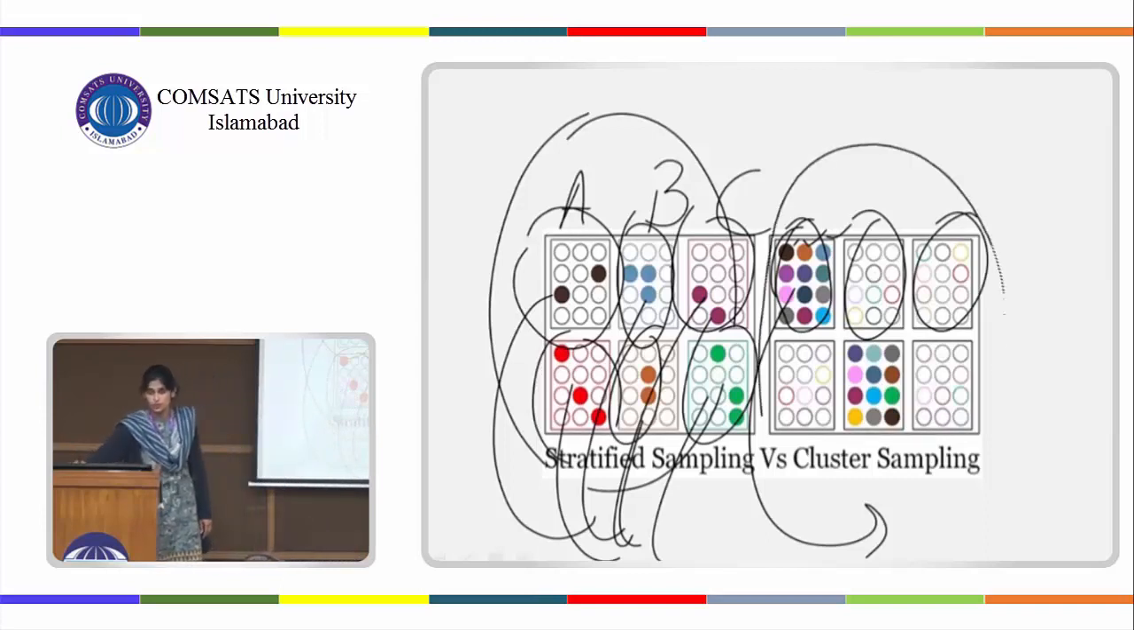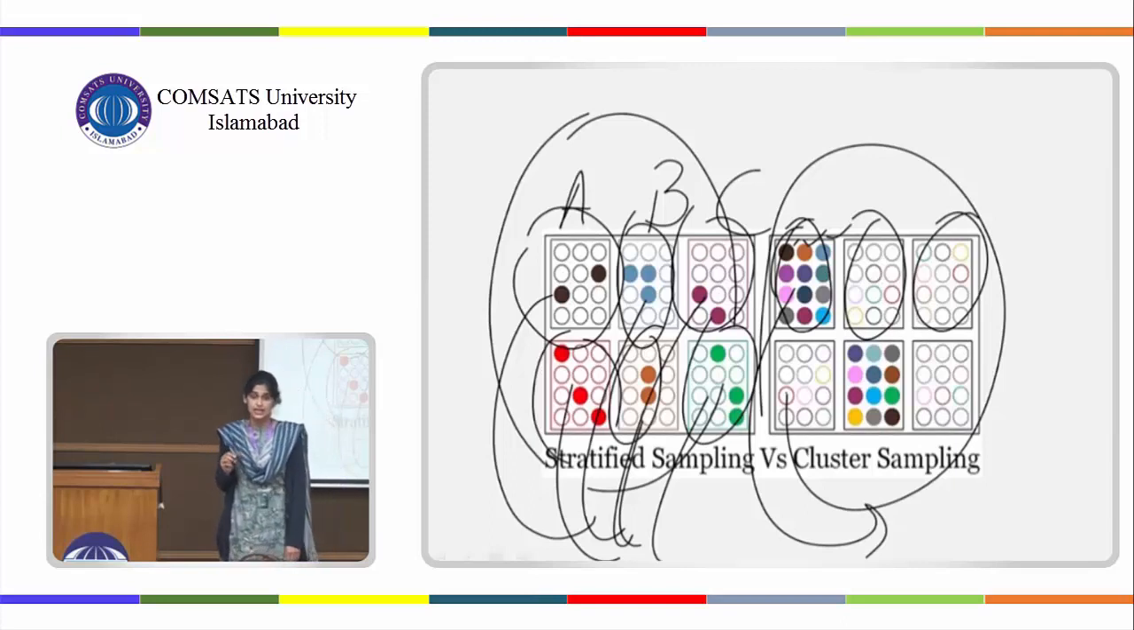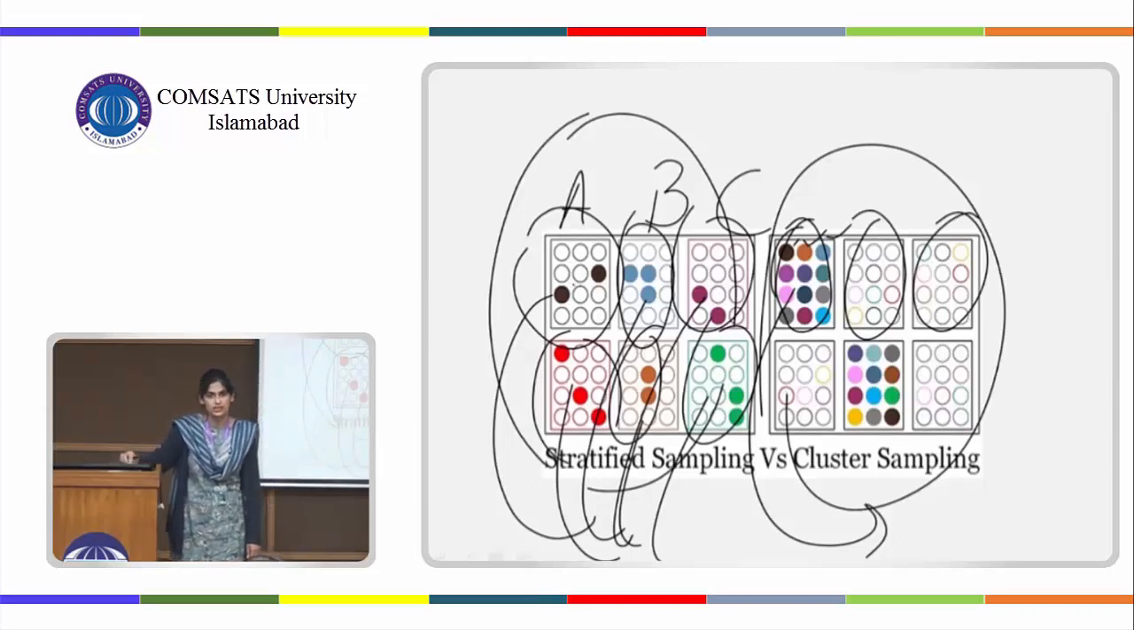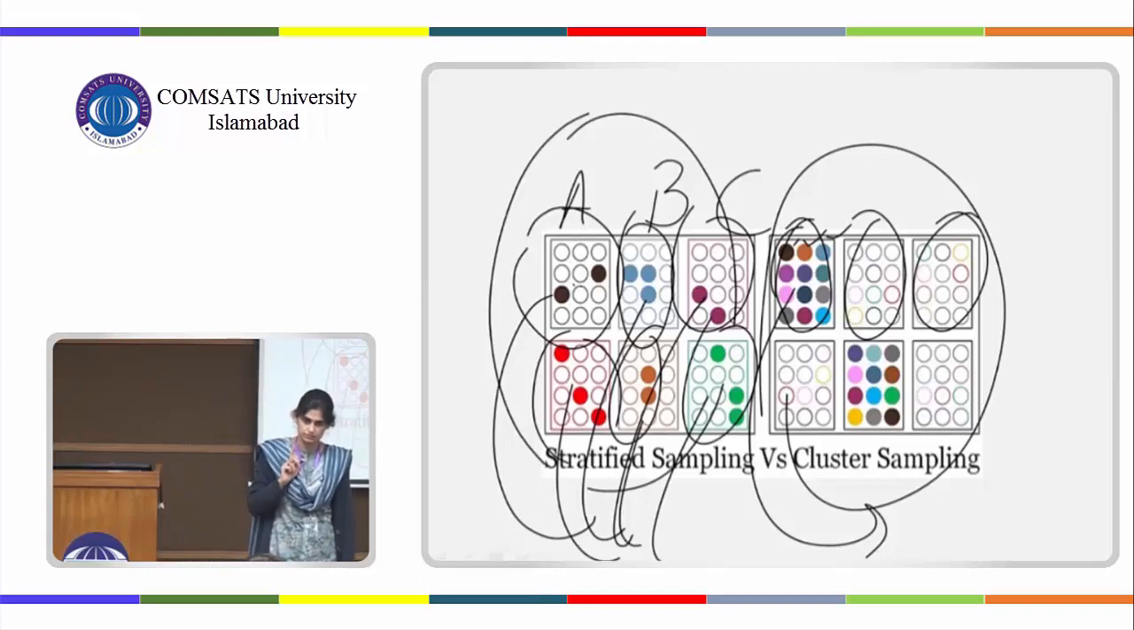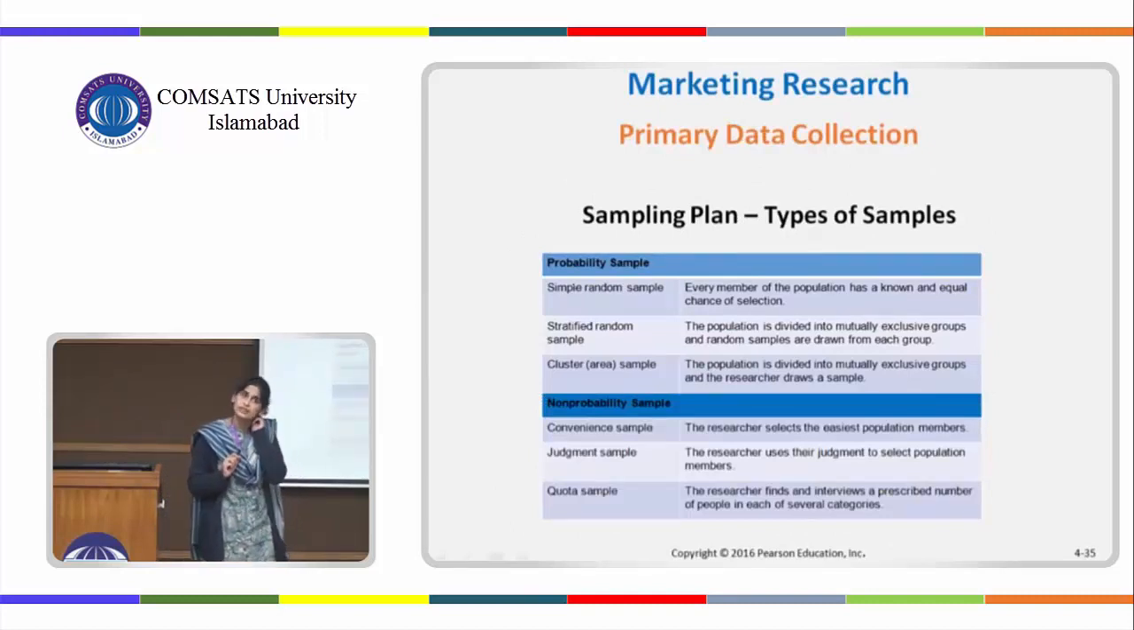Go to the other side, cluster sampling. Would it include all the elements of the population? Yes, because each cluster has all the elements of the population. So if you've chosen the cluster, it is a representative of the population. But if I choose the brown one only, it's not representing the whole population. It's just representing the brown circles, right? Make sense? Any questions? People are usually not able to differentiate between stratified and cluster sampling. Clear?